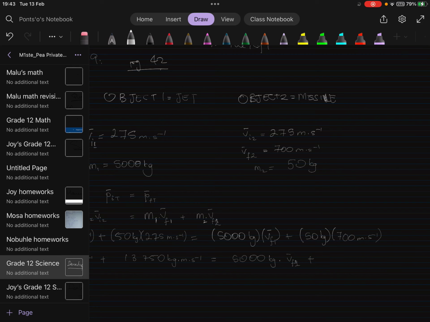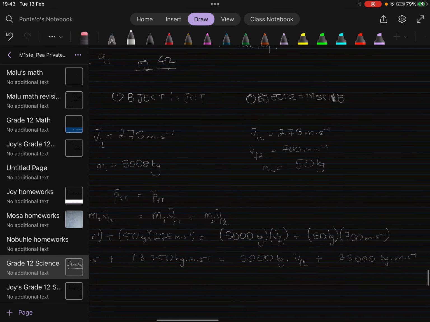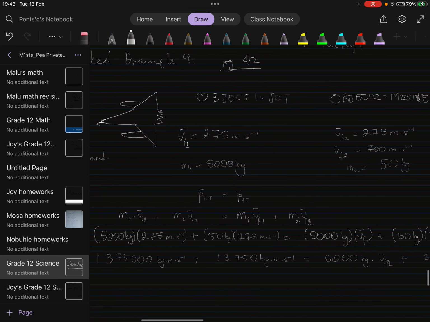Okay, so then I have the other momentum, which is 50 times 700. And this is 35,000 kilogram meters per second.